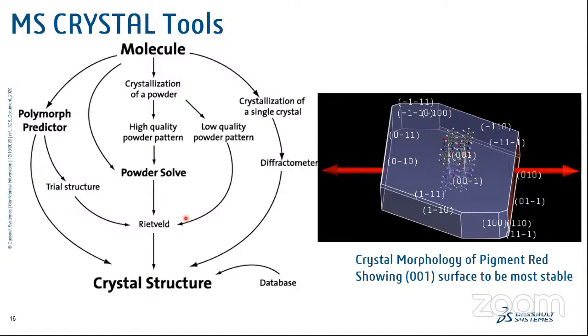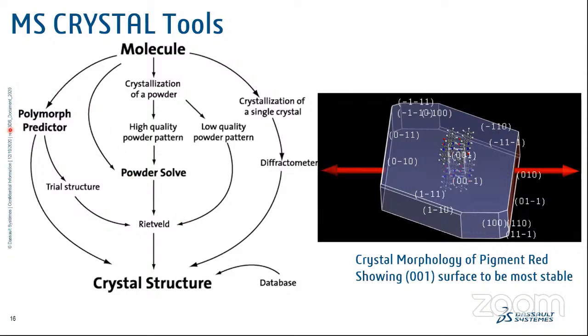So with the help of powder solve, you can actually solve the powder pattern from your machine. If you have access to the raw file, it can be directly imported. If not, a simple XY chart also is possible. You can import that XY chart and start analyzing your X-ray.